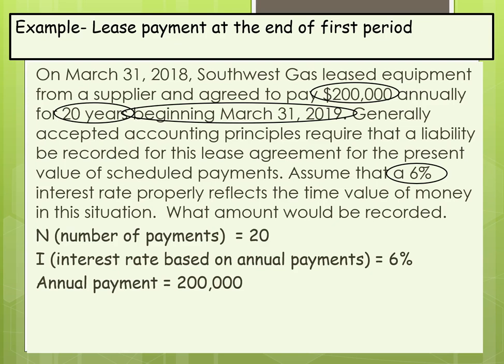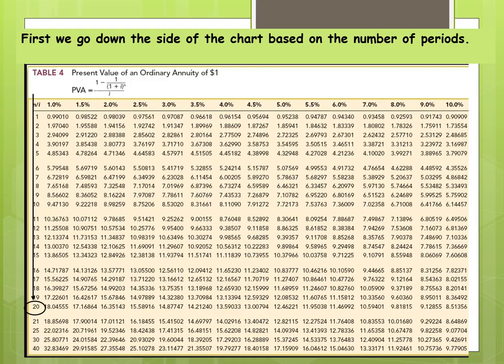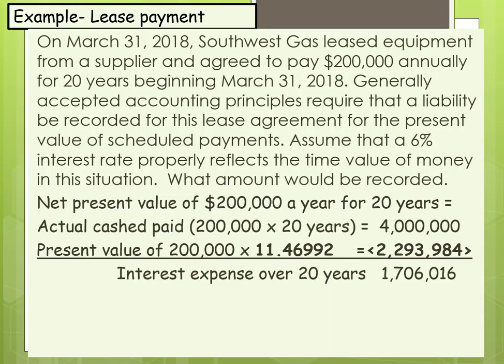So that means we're going to go to our PVA table. We're going to go down to 20 periods, across to 6%, and that is our factor. And that is our present value is going to be $2,293,984 versus the actual cash paid, which means we're going to be paying interest expense over 20 years of $1,706,16.